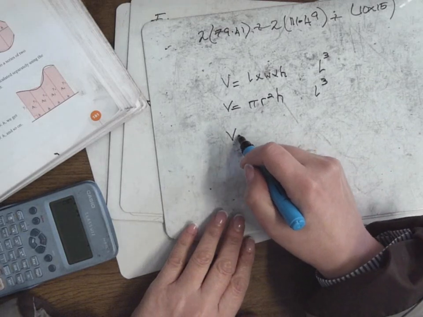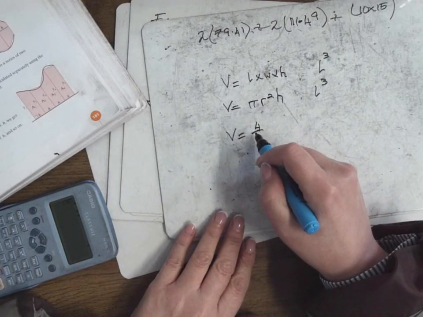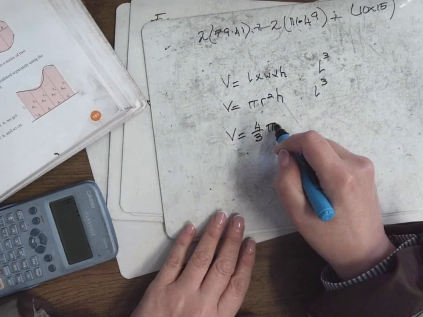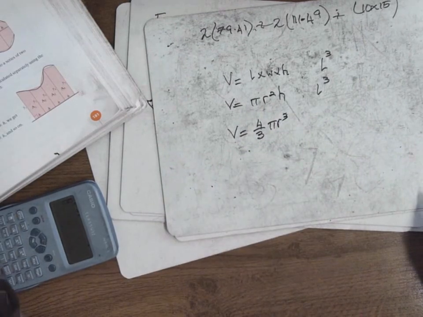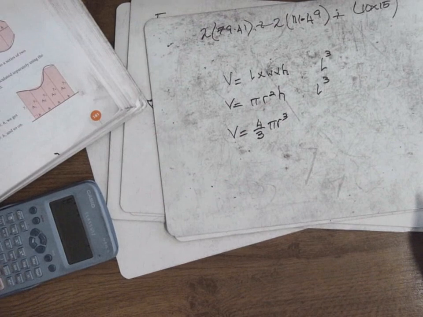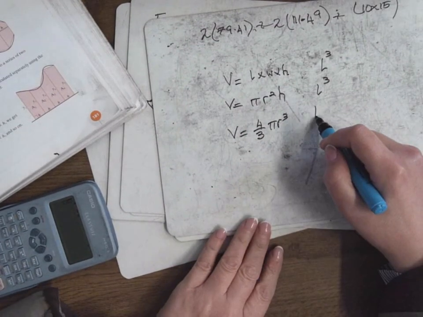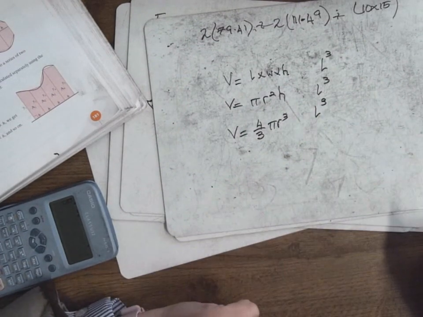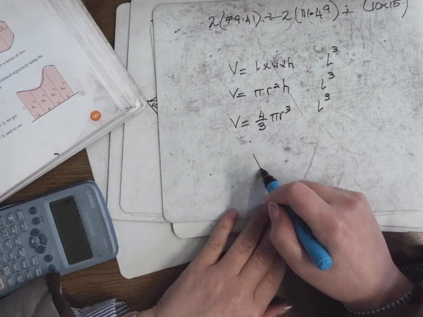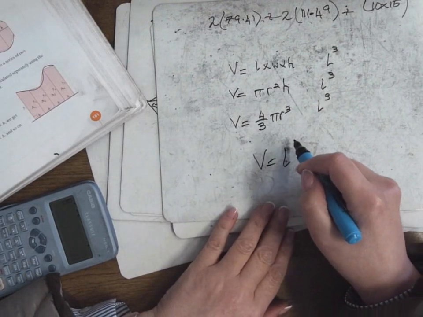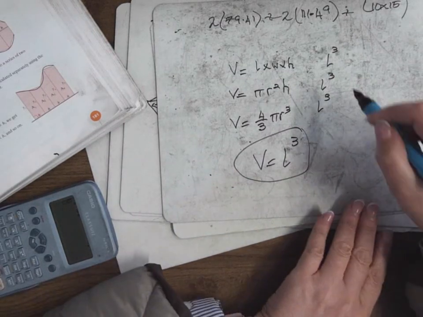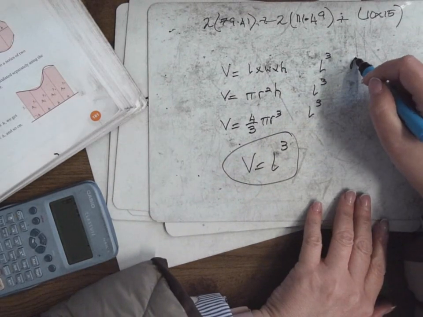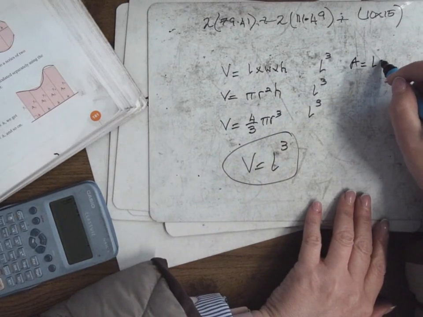The volume of a sphere is 4/3 pi r to the power of 3. Again, don't worry about the constants. R to the power of 3 is a length by a length by a length, so that's a length to the power of 3. Agreed? So basically, if you're talking about a volume, there has to be a length to the power of 3 in there somewhere. Okay?